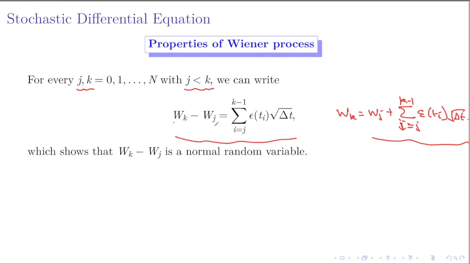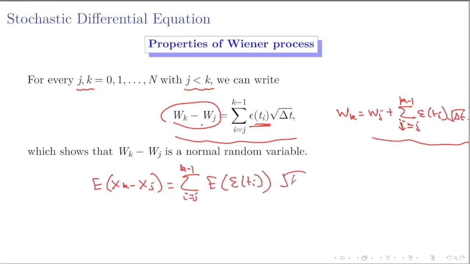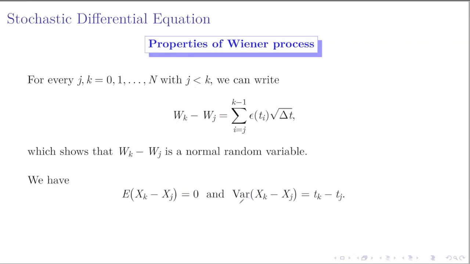You can see that W_k minus W_j is written as the sum of normally distributed random variables with mean 0 and standard deviation 1, right? Therefore, W_k minus W_j itself is a normally distributed random variable. And you can also see that the expectation of W_k minus W_j is the sum over i equal to j to k minus 1 of the expectation of epsilon(t_i) times root delta t, right? But we know that the epsilons are standard normal random variables with mean 0. Therefore, this is 0, and that gives you the expectation of W_k minus W_j is 0. And you can also see that the variance of W_k minus W_j equals t_k minus t_j.